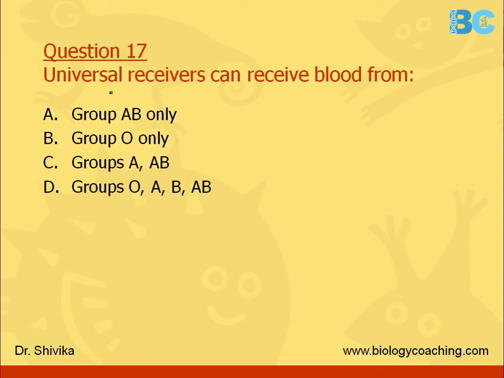Our next question is, universal receivers can receive blood from group AB only, group O only, group A and AB, or groups O, A, B, and AB. And the right option is, as they are universal acceptors, they can have blood from all the four blood groups, and AB is the universal acceptor. So, the universal receivers can receive blood from all the four blood groups. That is why they are called universal acceptors.